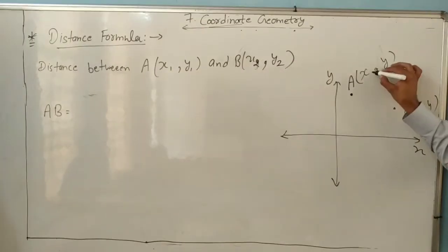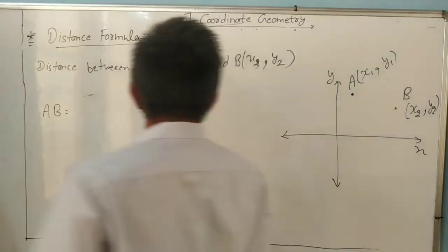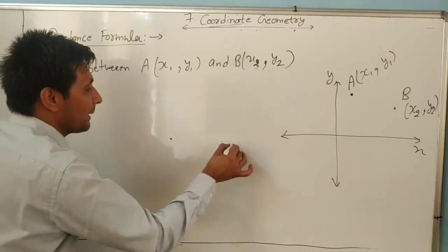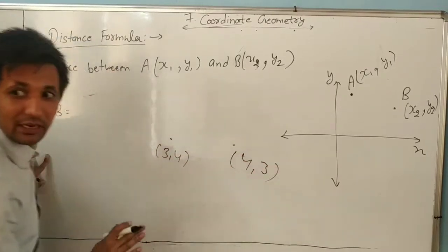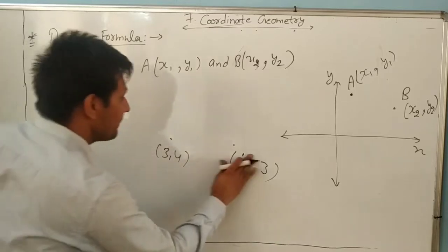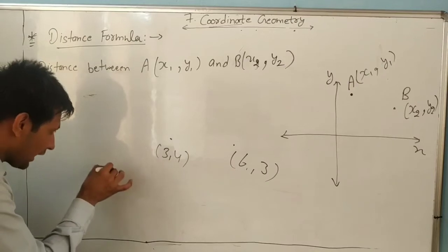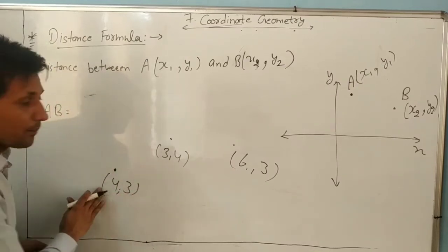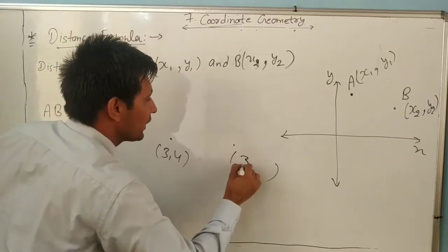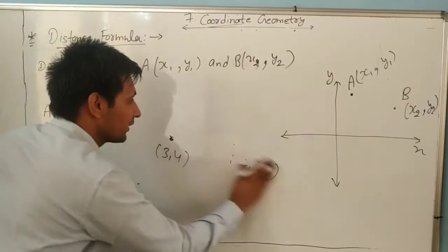It means it is x1, y1, x2, y2. It's very simple, dear. If I take any 2 points in a plane, maybe 3, 4, and maybe 4, 3, both are different or not? Maybe 6, 3. But if I write this point and again this point, then both are the same. Okay? Because if I write here also 3, 4, it means both points are the same. So both are present here, not here.